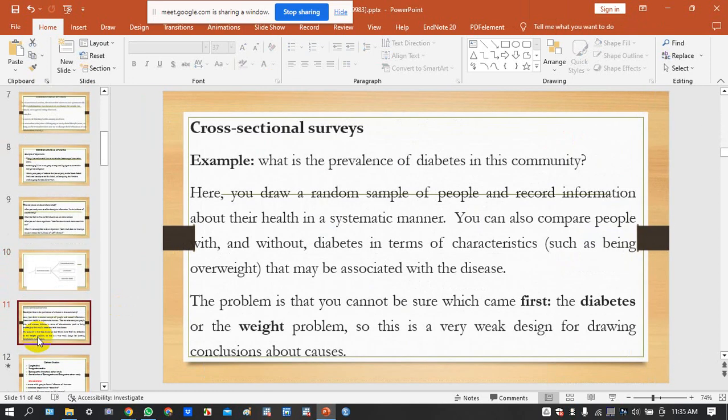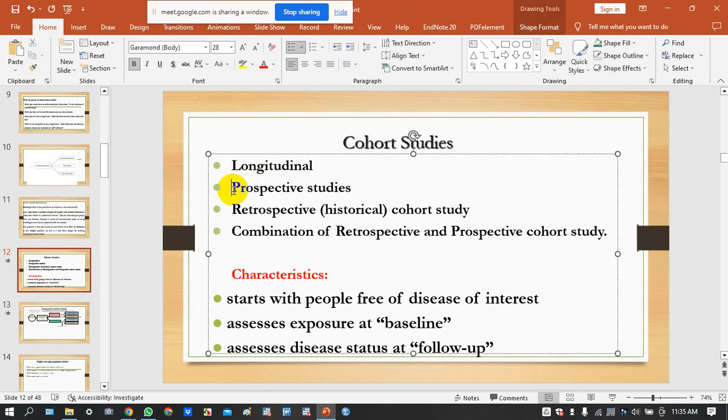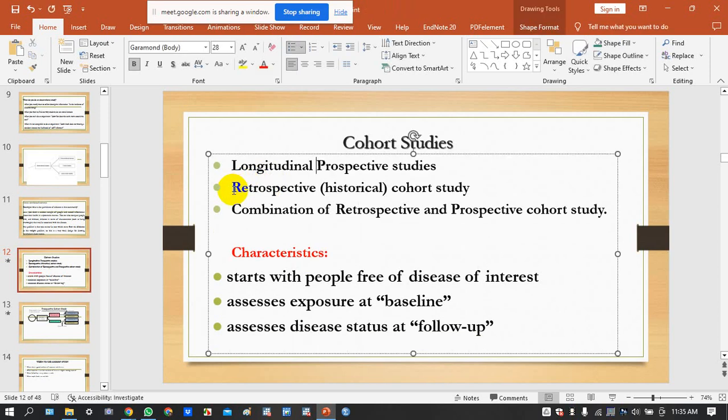Okay, so we finished cross-sectional study. We are on cohort study. I guess you all understand. Longitudinal study is the same as a prospective study. Retrospective study is historical. You look back to see what happened in the past.